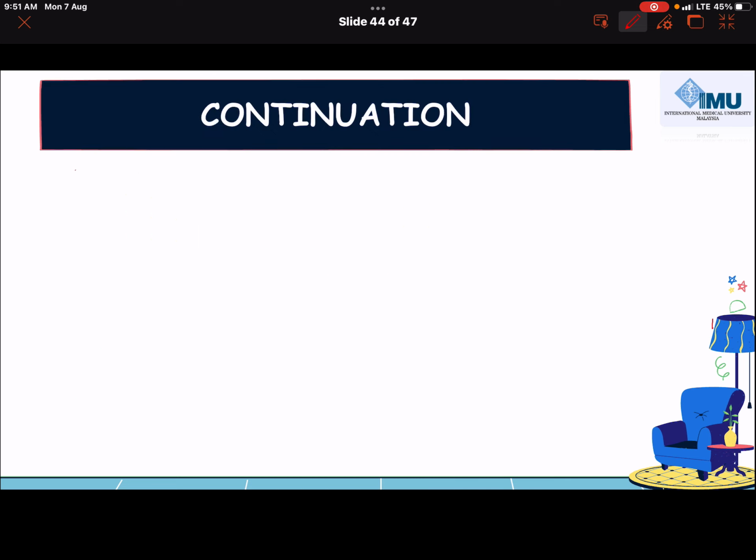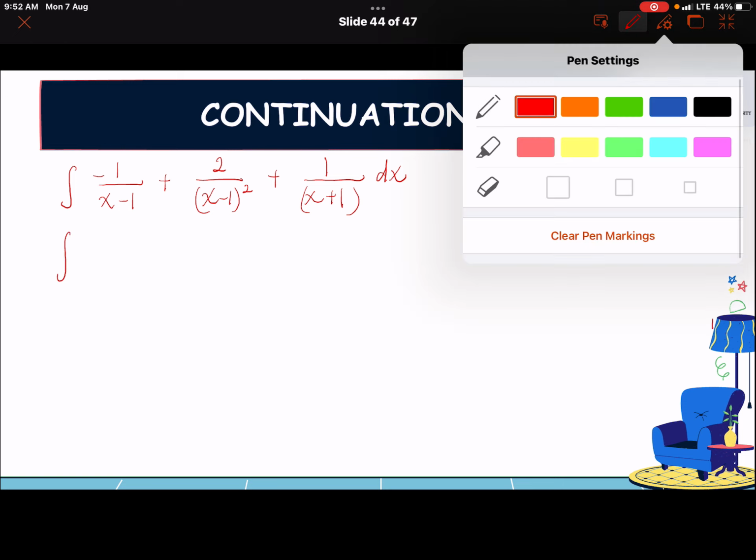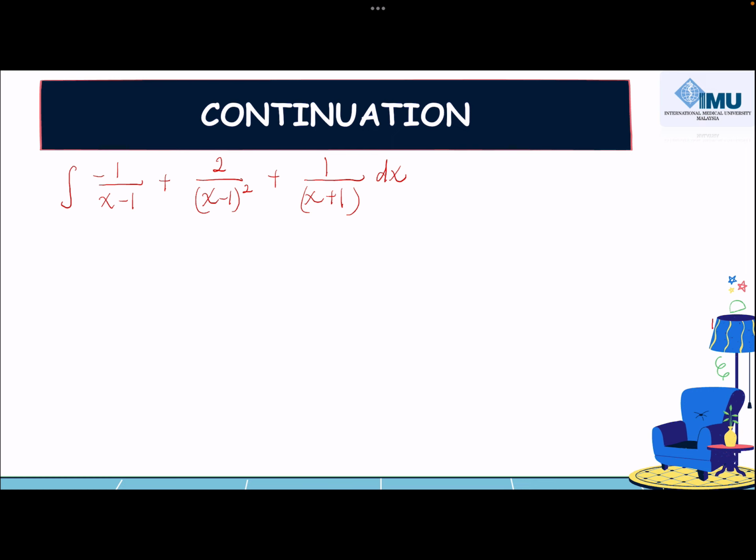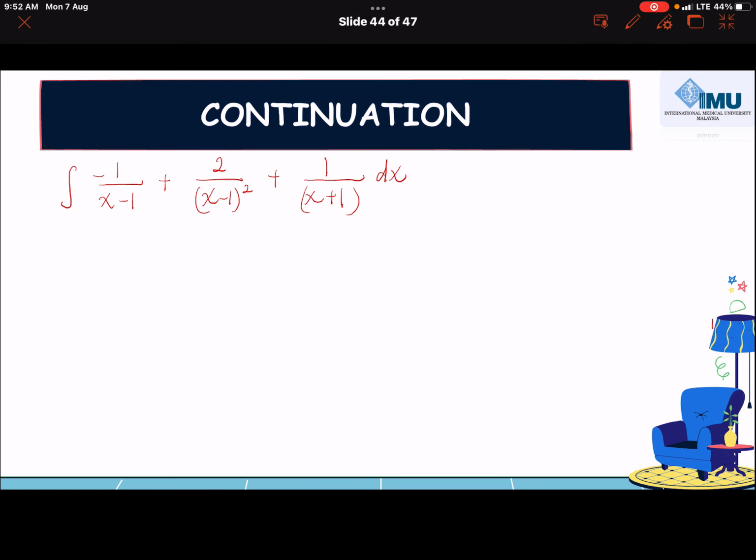I can start to integrate accordingly. Start with A: negative 1 over (x minus 1); B: 2 over (x minus 1) power of 2; and my C value is 1 over (x plus 1). Now integrate one by one. Once you integrate, there is no more integration symbol. So the integration of negative 1 over (x minus 1) is negative ln |x minus 1|.